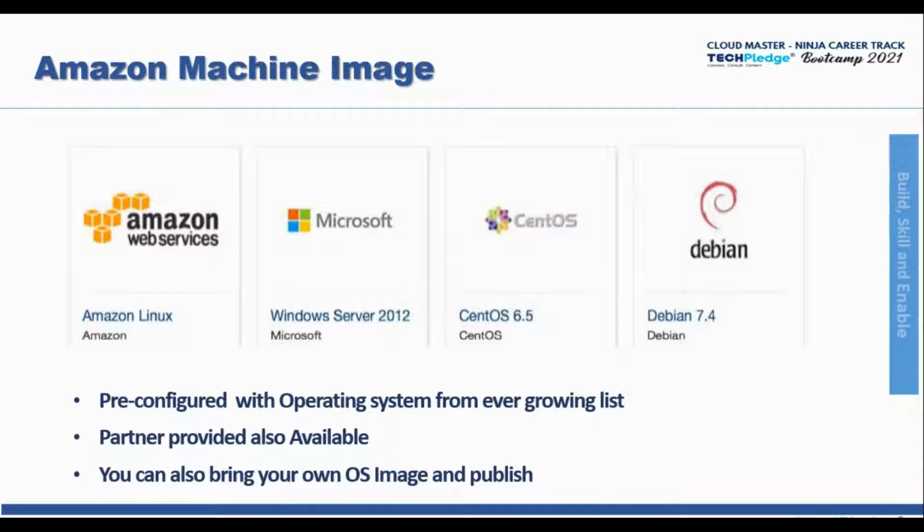It is a pre-configured operating system. It can be partner provided, or you can also bring your own OS image and publish it. So when we go to the Amazon management portal, that is the AWS management console, in EC2 under the AMI section, we can see there are different AMI images, which can be partner images. Also, it can be our own images. We can see it in the marketplace. So this is how it works.